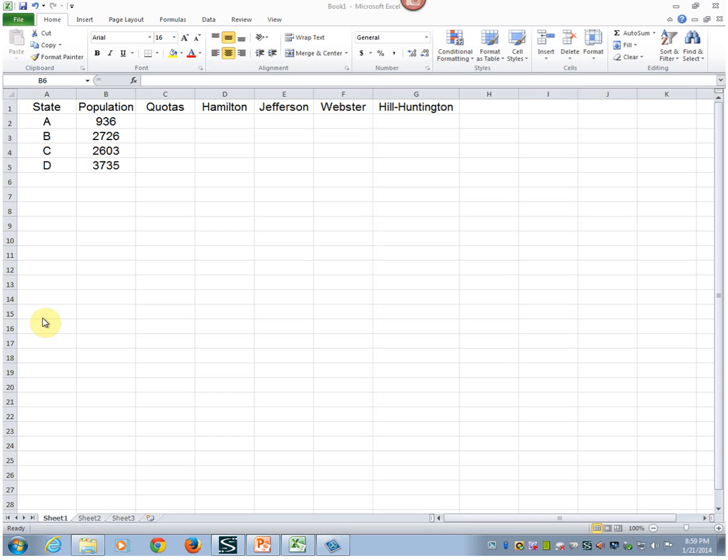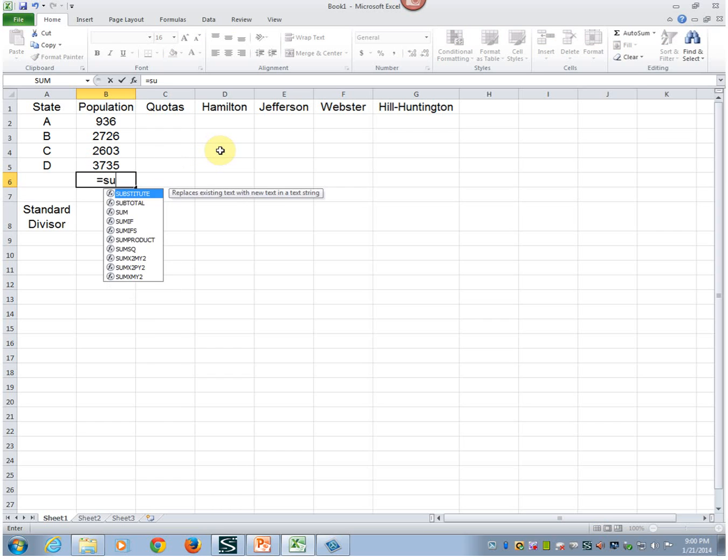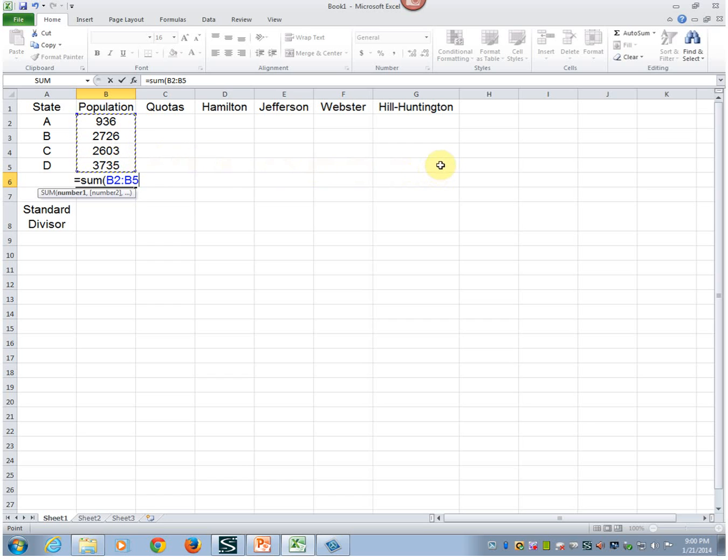So first of all, one of the first things that we're going to need to find is the standard divisor. So in order to find the standard divisor, I actually need the sum of all these populations, and Excel will do that for me. If I just type equals sum, open parentheses, and then highlight these 4 cells that you want the sum of, close parentheses, and press enter. Or you can, of course, just type them in.